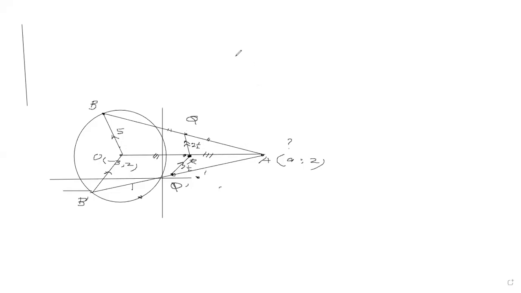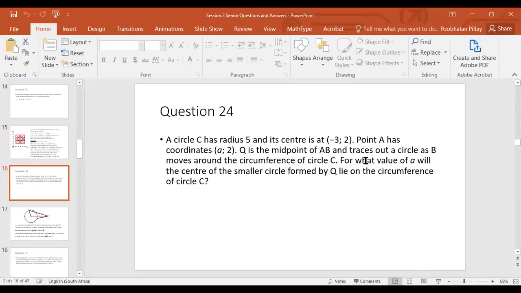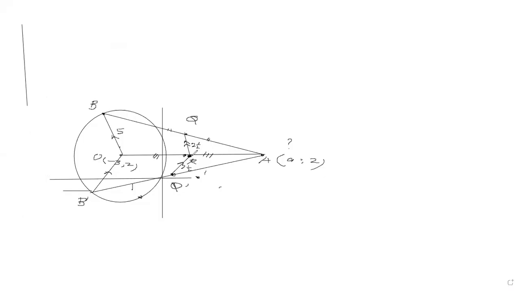I'll go back to my question. For what value of A will the center of the smaller circle, we call it R just now, formed by Q, that's what we did, for what value will that R lie on the circumference of circle C, the circle that we have? For what value of R? So let's just go back to our whiteboard, right?